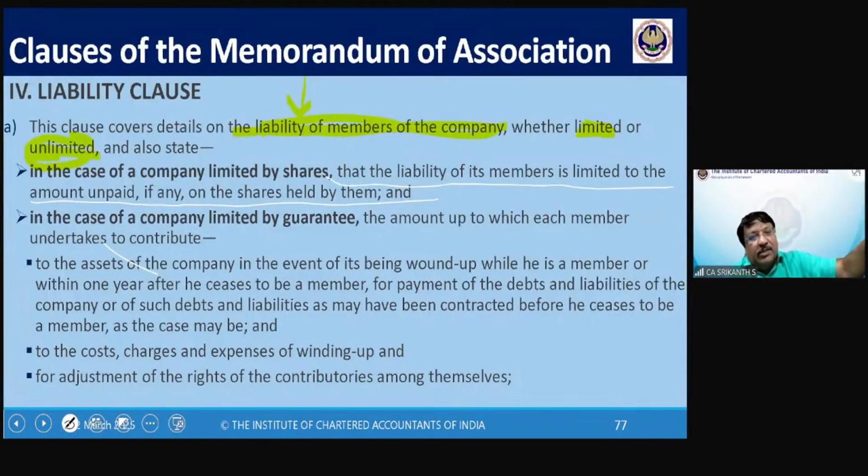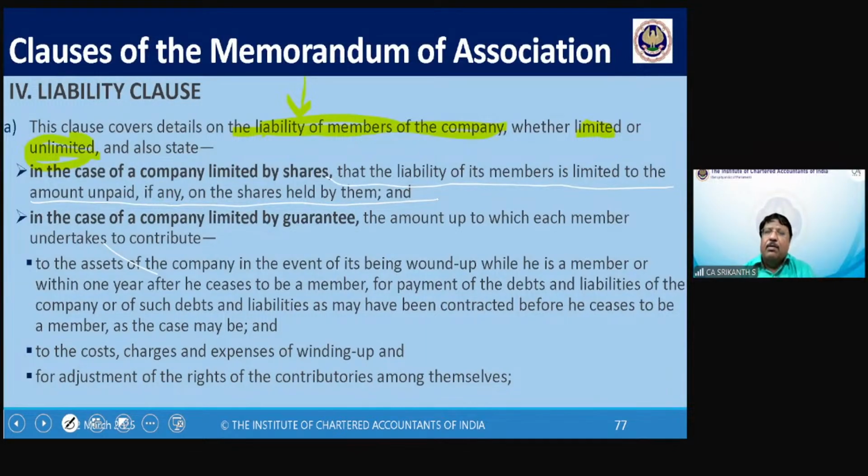After paying all the creditors, the preference shareholders, everyone is paid. Finally, what is left belongs to you. You will get whatever share you have, based on that. Are you able to understand? No liability. But if it's a partly paid share, that's a liability.